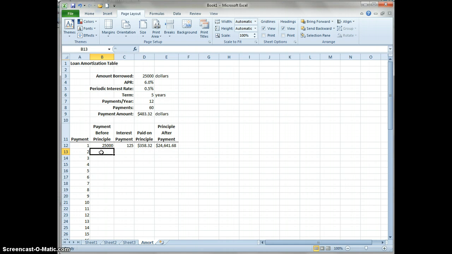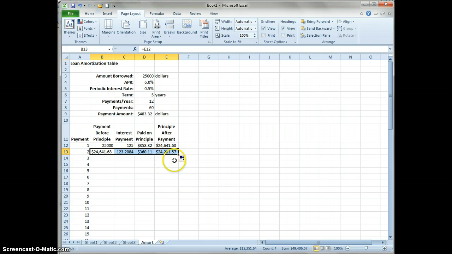For line 2, our original payment now is going to be reduced by the amount we paid on principal, so we're just going to create a link to that cell E12. Now, these three cells we can copy straight now. Once we have our information for payment 2, we can select those cells and copy them straight down all the way through our 60 payments.